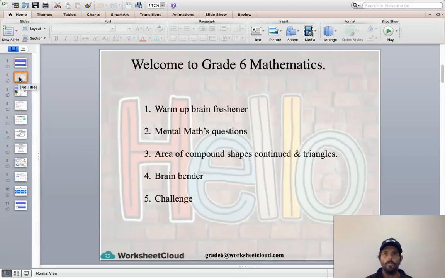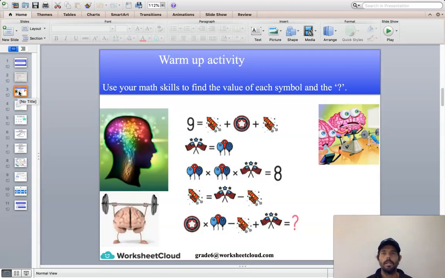Okay, so today we're going to have a look at a few more examples when it comes to area of compound shapes, and then we're going to look at area of triangles. We've got our normal warm-ups, mental questions, and then challenges and brain benders on either side of our main theme. So let's get into our warm-up activity. Work out the value of each symbol and then remember the question mark at the end.